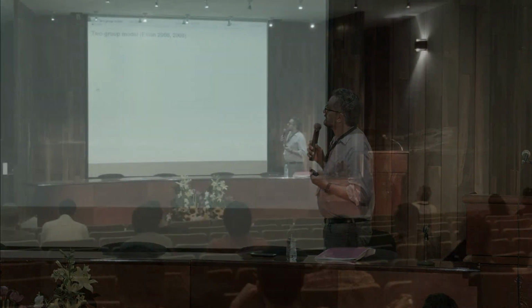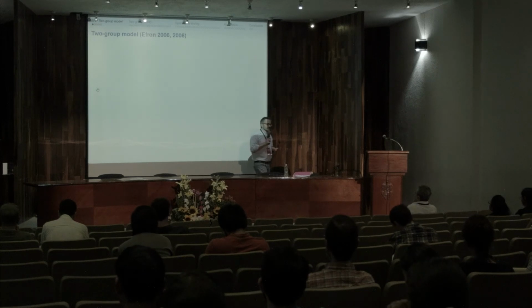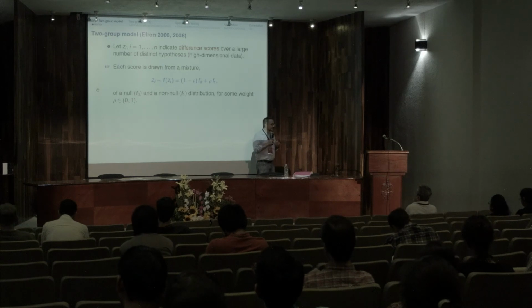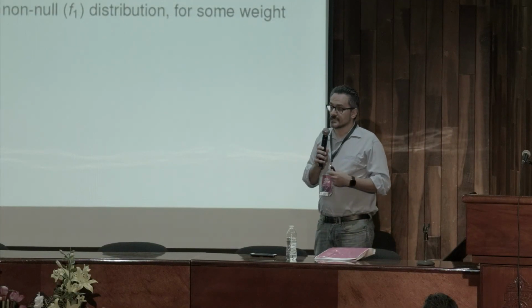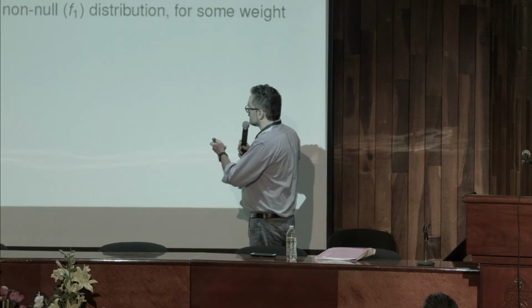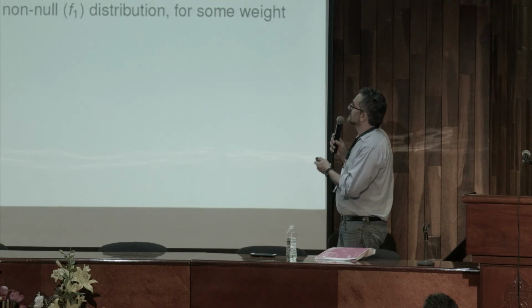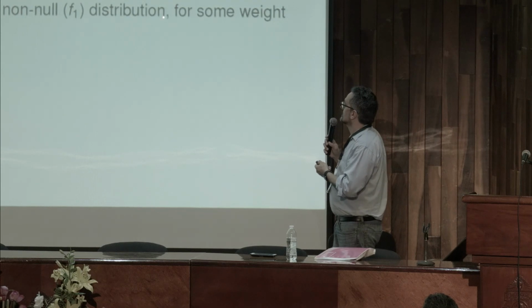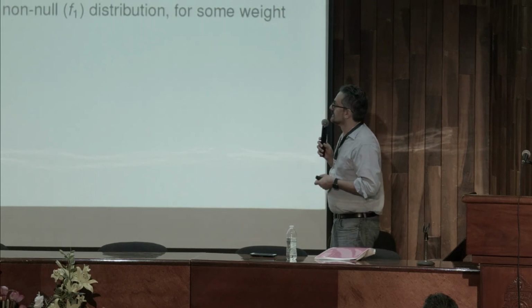So as I mentioned, what I'm going to discuss is a modeling framework which has been popularized by Efron with two landmark papers in 2006-2008. The modeling framework is pretty simple. The idea is that you have some scores, some test statistics, and you have a large number of distinct hypotheses in what you may consider a high-dimensional data framework. Each score, each statistic, is assumed to be drawn from a mixture distribution of a null component and an alternative non-null component distribution. There is, of course, a mixture weight which has to be between 0 and 1.